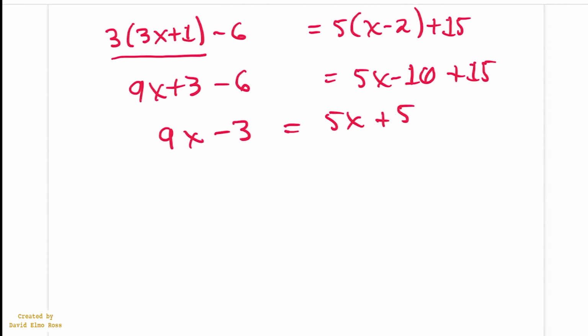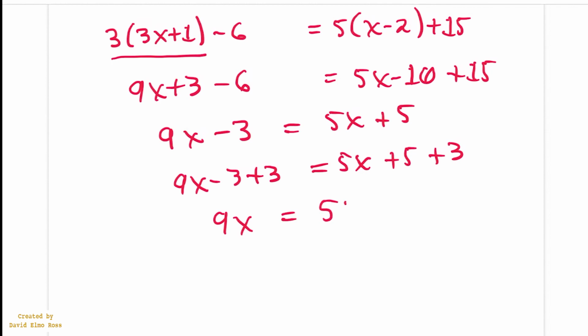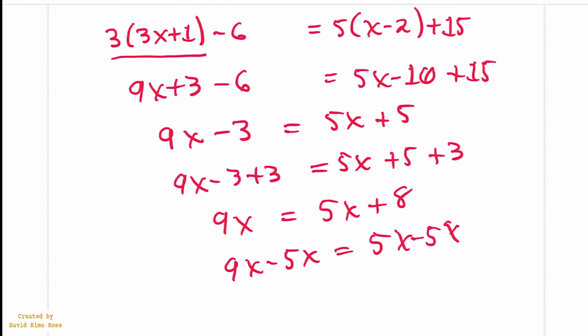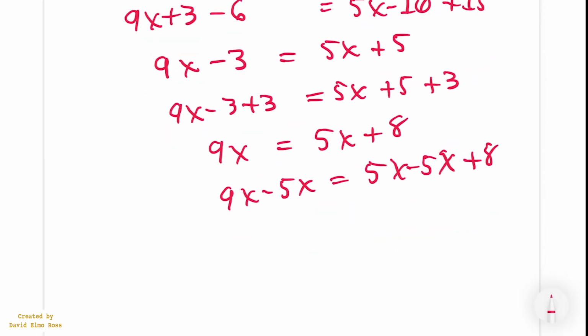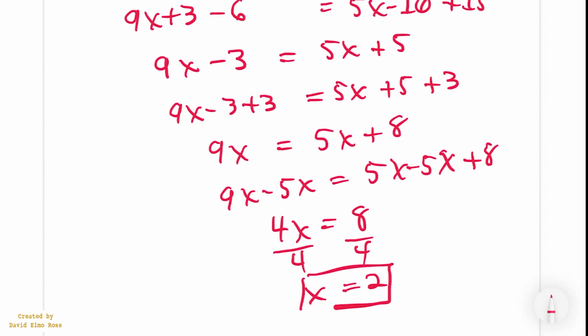If we get rid of the 3 on the left side, it's 9x minus 3 plus 3 equals 5x plus 5 plus 3. This gives us 9x is equal to 5x plus 8. And if we say 9x minus 5x, to move the 5x over, is 5x minus 5x plus 8. We get that this is 4x is equal to 8. If we divide both sides by 4, we get x is equal to 2, which is our solution.